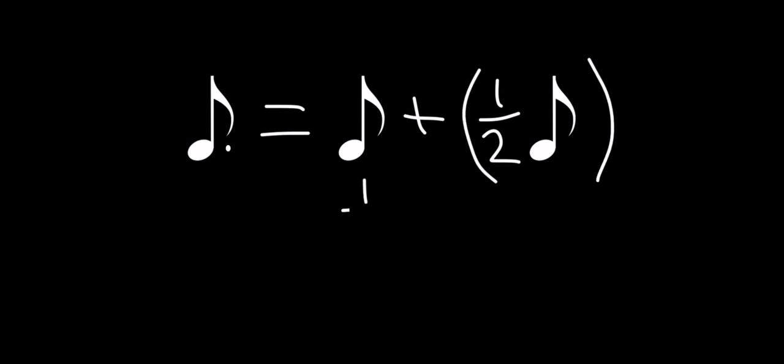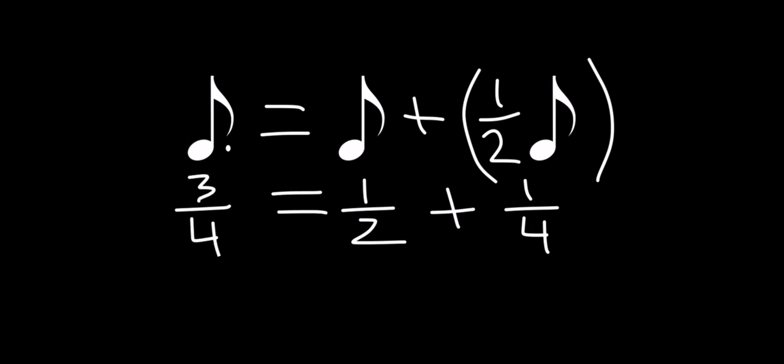And a dotted eighth note is an eighth note plus half of an eighth note, which equals half a beat plus a quarter beat, and is equal to 3/4 of a beat. So a dotted eighth note is equal to 3/4 of a beat. That's it with note values for now.